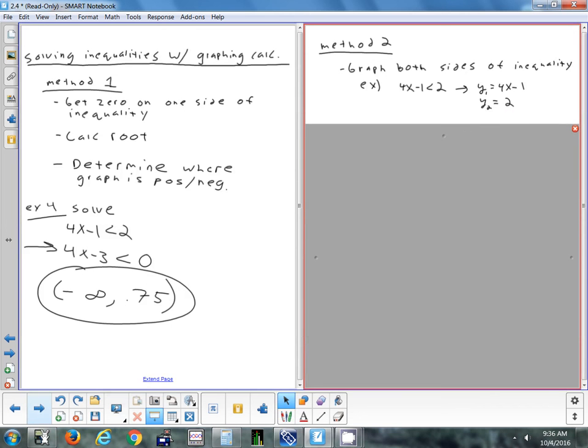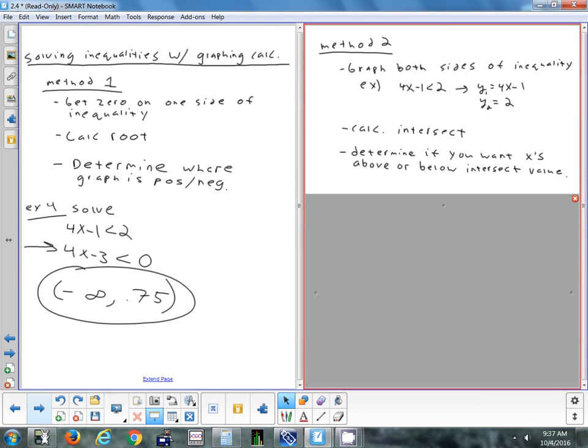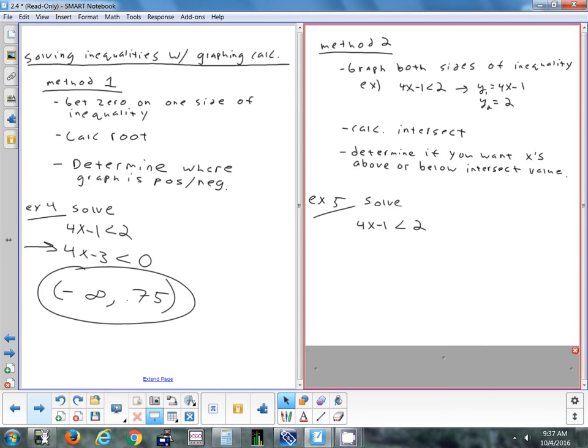Okay, the second method is basically leave it the way it is. Don't rewrite it. Leave what's on the left, leave what's on the right, and graph each side separately. Put what's on the left in y1, put what's on the right in y2. And now, since I'm graphing two things, I'm not going to look for a root. I'm going to look for where these two things do what? Intersect. I'm going to look where they intersect.